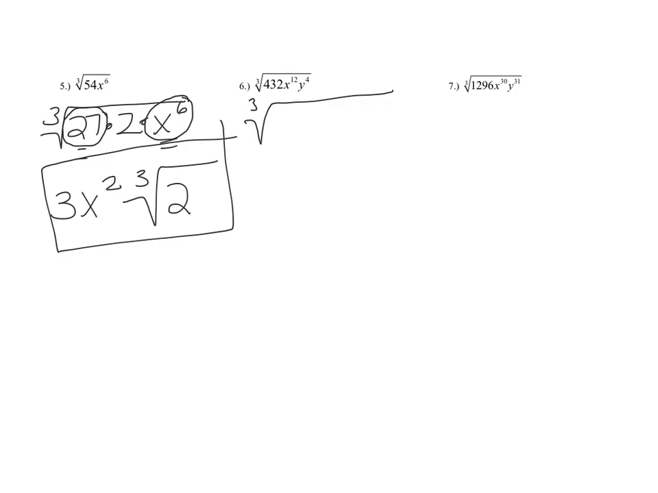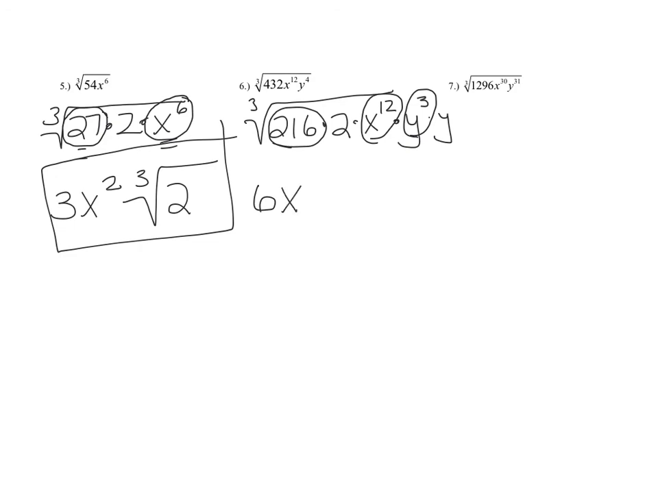So you have the cube root of 216 times 2. X to the 12th is a perfect cube because its exponent is divisible by 3. Y to the 4th is not, so you would break that into y to the 3rd times y. So now, circle your perfect cubes: 216, x to the 12th, y to the 3rd. The cube root of 216 is 6. The cube root of x to the 12th is x to the 4th. The cube root of y to the 3rd is y. And what's left on the inside is the cube root of 2y.